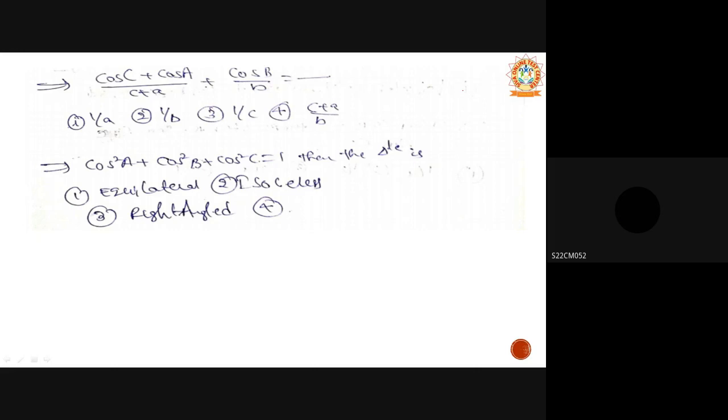1 by b, sir. Okay, let's wait for the other answers as well. One by b, sir. Okay, 1 by b is the correct answer. Now try to solve the next question. cos square A plus cos square B plus cos square C is equal to 1. Then the triangle is. You can put anything. Let me put scalar.